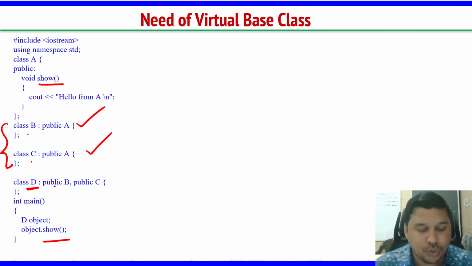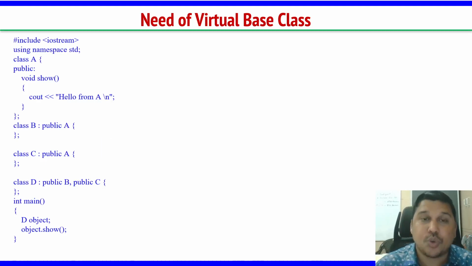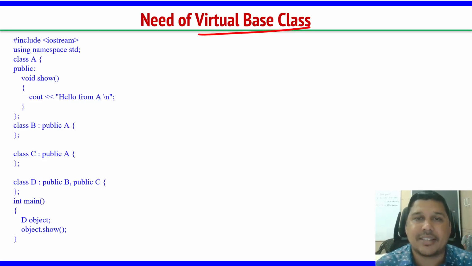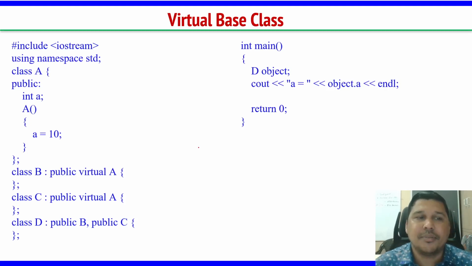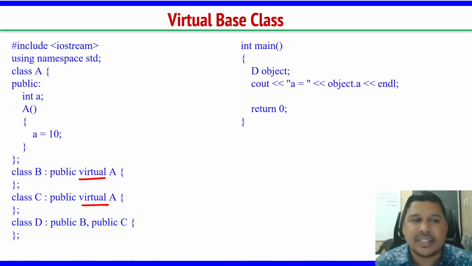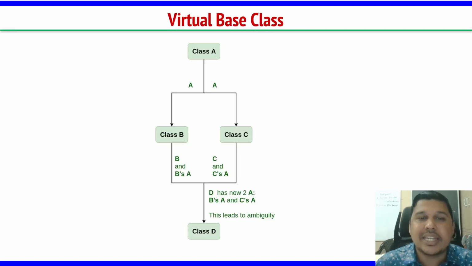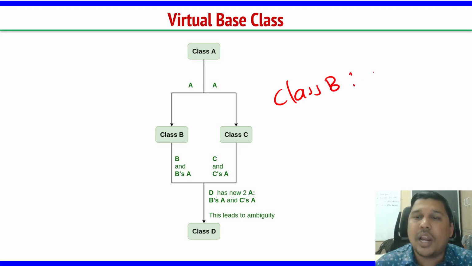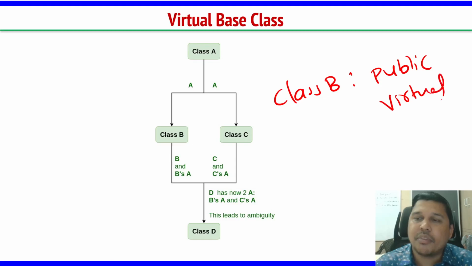Now, how do we overcome this problem? We use the concept of virtual base class. How do we define it? See, this is an example. When you derive the class, you have to use the keyword virtual. That's the only change; the remaining is all the same. So when you write class B colon public, don't simply write A. You give public virtual A. That's the change we have to make.